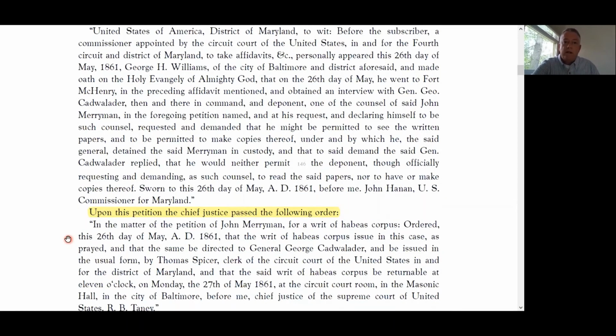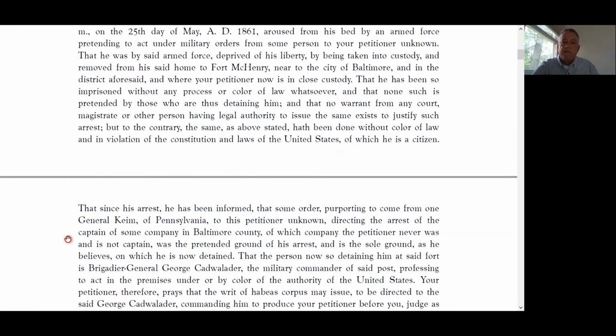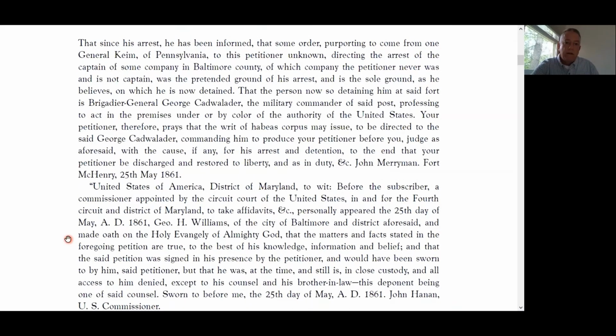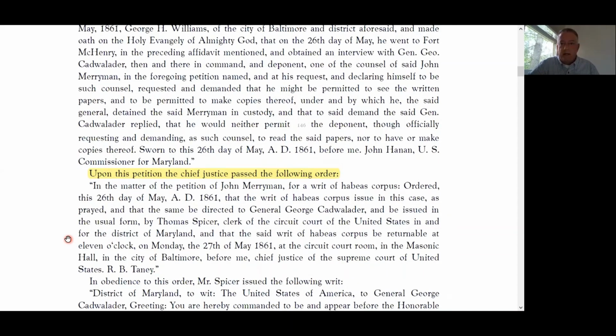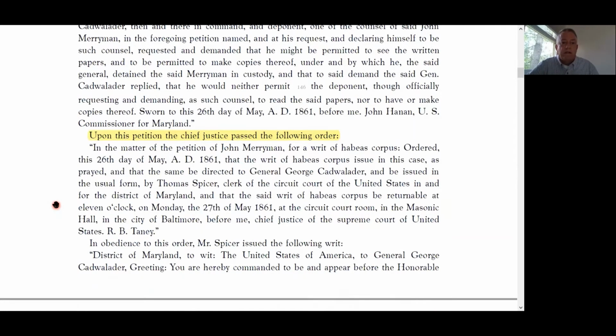And in the opinion, of course, Taney gives us a very good factual summary. He does so at least twice, actually, about the arrest of Mr. Merryman and his imprisonment, so on and so forth. But here, upon this petition, the writ of habeas corpus, the Chief Justice passed the following order. In the matter of the petition of John Merryman for a writ of habeas corpus, ordered that the writ of habeas corpus issue and that it be directed to General Cadwalader, who oversees Fort McHenry, and be issued in the usual form by the clerk of the circuit court in the United States.